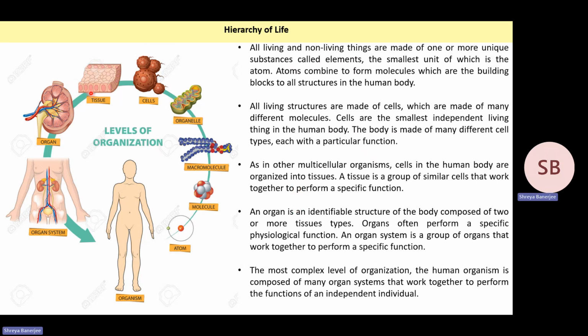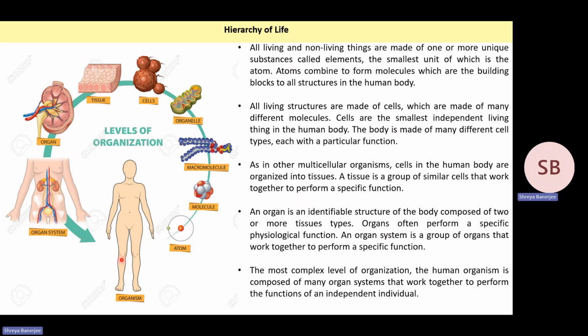The next level of organization after tissue is the organ. The organ is an identifiable structure of the body composed of two or more tissue types. Organs often perform a specific physiological function, like kidneys are there for removing the waste in our blood. An organ system is a group of organs that work together to perform a specific function. So your excretory system is composed of the kidneys, ureters, bladder, and so on. All these work together to excrete waste from the body.